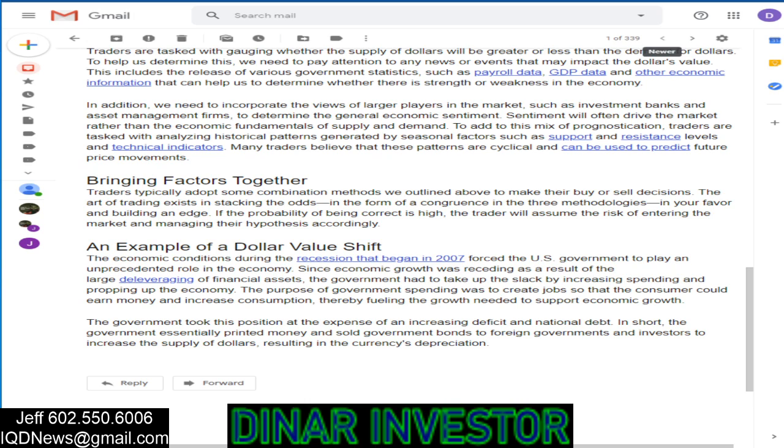So the government took this position at the expense of increasing the deficit, the national debt. In short, the government essentially printed and sold government bonds to foreign governments and investors to increase the supply of the dollar, resulting in the currency's depreciation. So guys, those are the economic factors that really impact the value of the U.S. dollar. There's nothing in here about the value of other currencies. Okay, it's all based on what's happening within the U.S. economy. As you guys see, there's nothing in our economy right now happening to justify the value of the U.S. dollar shooting through the roof.